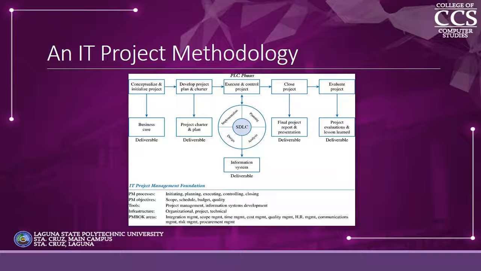Phase 2. Develop the project charter and detailed project plan defined in terms of project scope, schedule, budget, and quality objectives. Phase 3. Execute and control the project using an approach such as the SDLC, or System Development Life Cycle. Phase 4. Close the project.